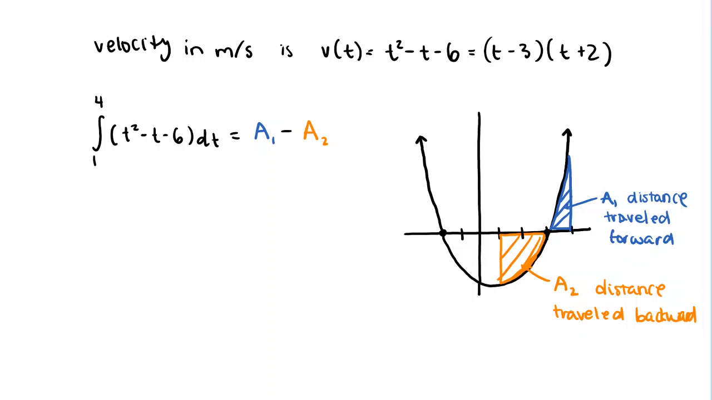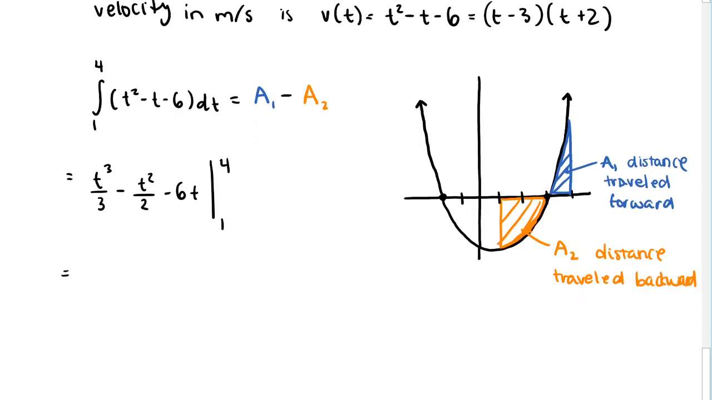And so when we go ahead and compute this integral, we take the antiderivative, we get t cubed over 3 minus t squared over 2 minus 6t, and we evaluate this from 1 to 4. And this gives us 64 over 3 minus 16 over 2 minus 24. Take away 1/3 minus 1/2 minus 6. And this gives us, at the very end, minus 9/2.